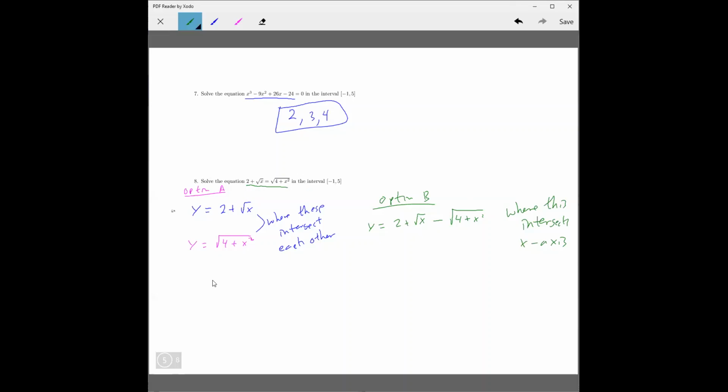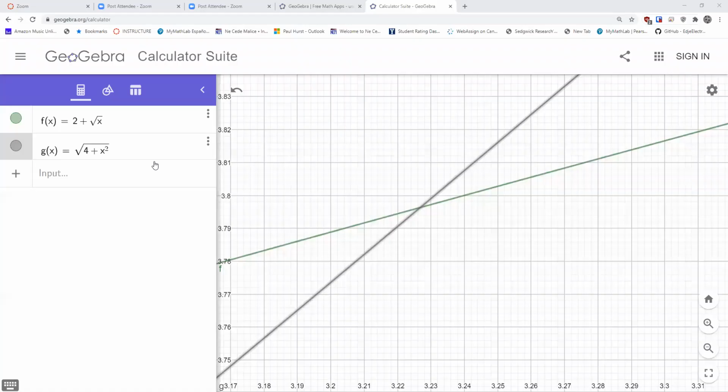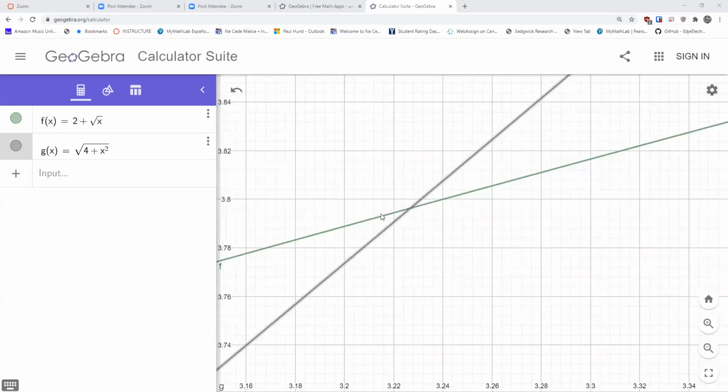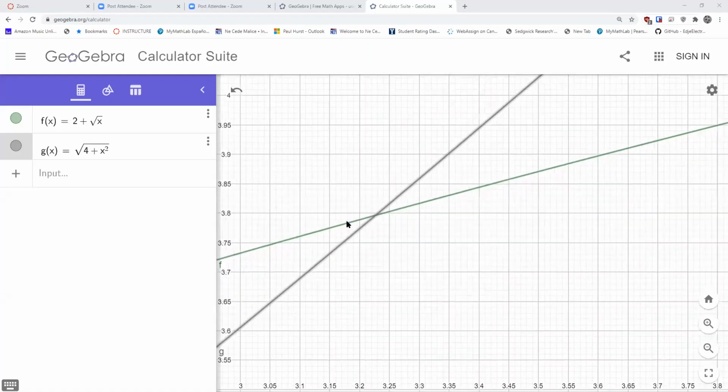So we had 0 and 3.23 as the answers. Okay, so I guess there is a disadvantage to doing it this way. So let's go back and do it this way, and I'll show you. Now I've zoomed in, and so that's kind of inconvenient. So let's see here.